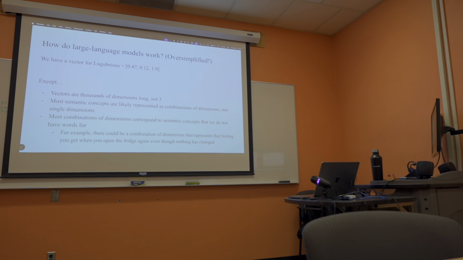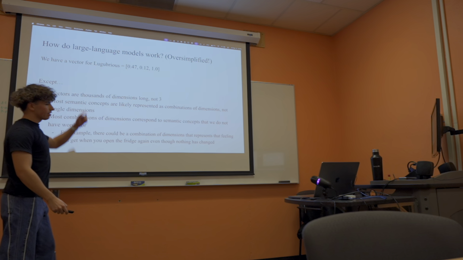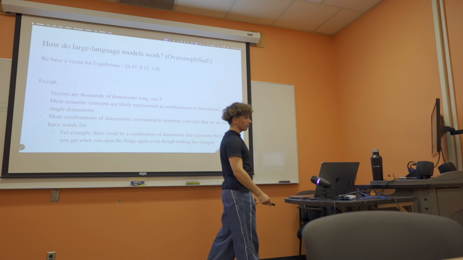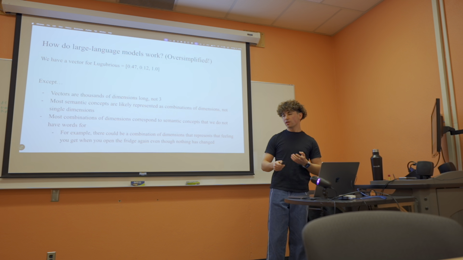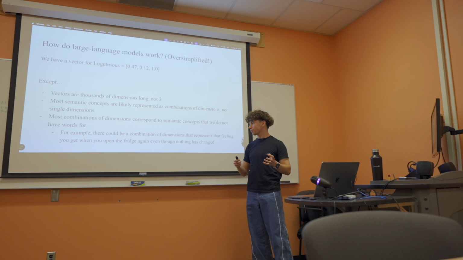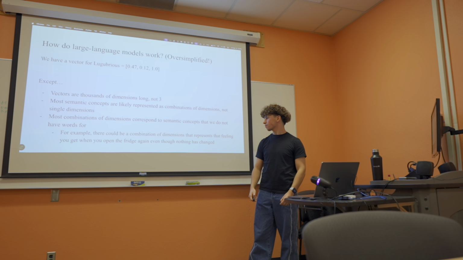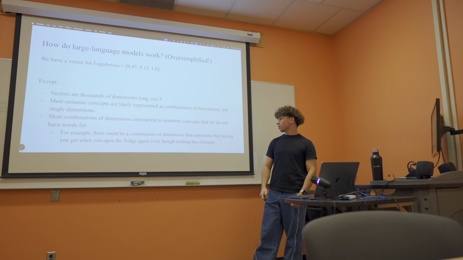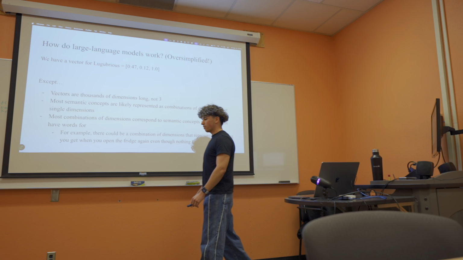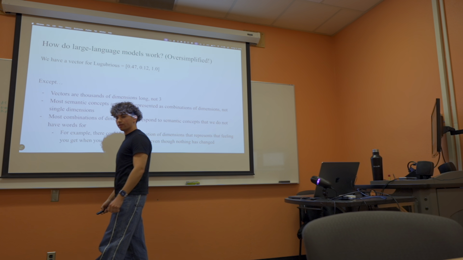With a few exceptions. First of all, in reality, the vectors for each word are not 3 dimensions, like I have in this example, but they're actually thousands of dimensions. And also, these concepts are not just single dimensions, they're most likely combinations of dimensions. So for example, a concept could be a combination of 3 different dimensions or 100 different dimensions. As well, most combinations of dimensions correspond to concepts we have that don't actually exist in our language.